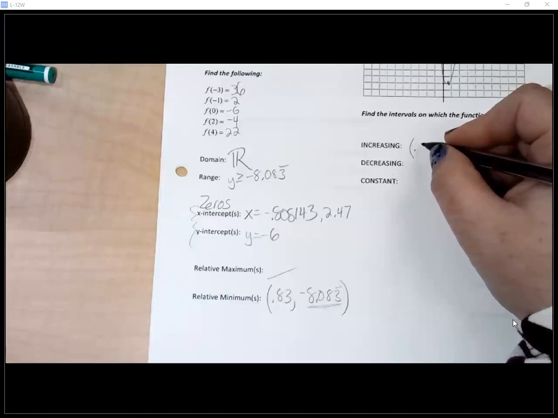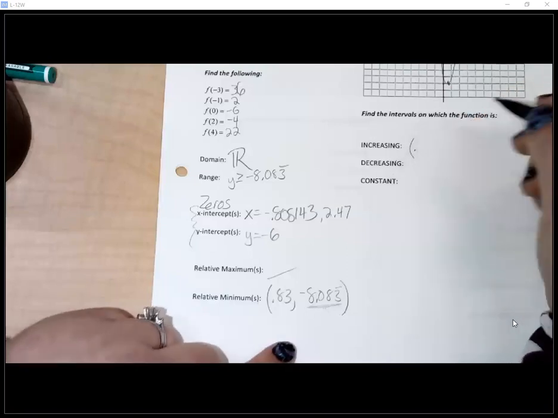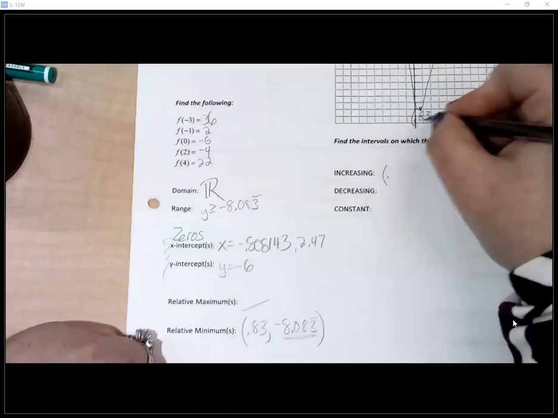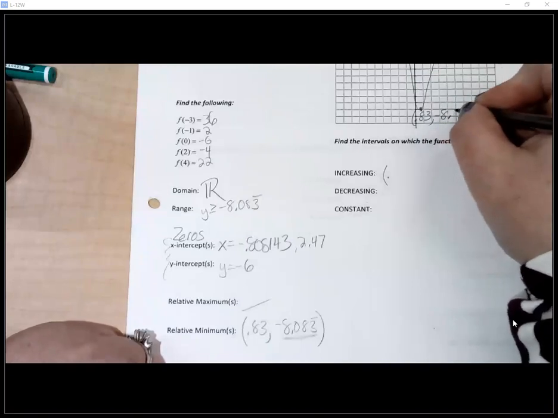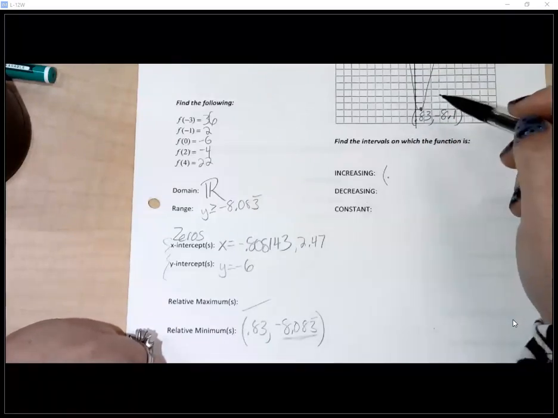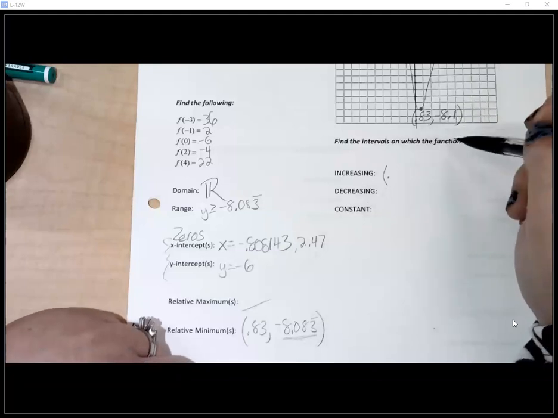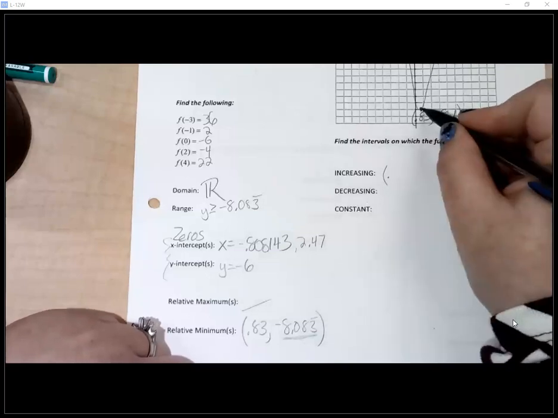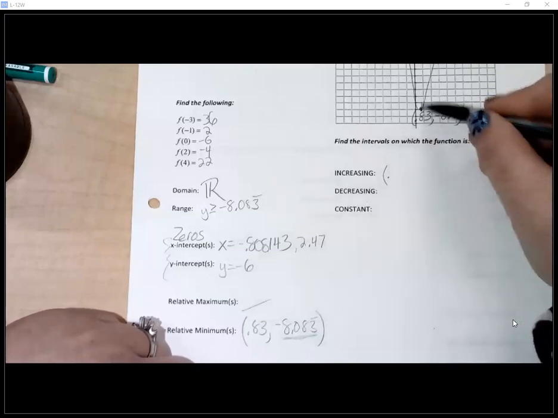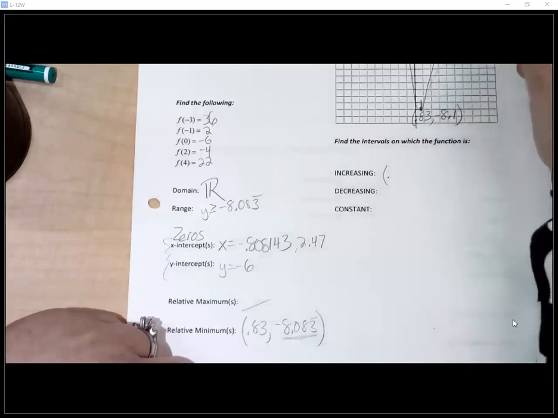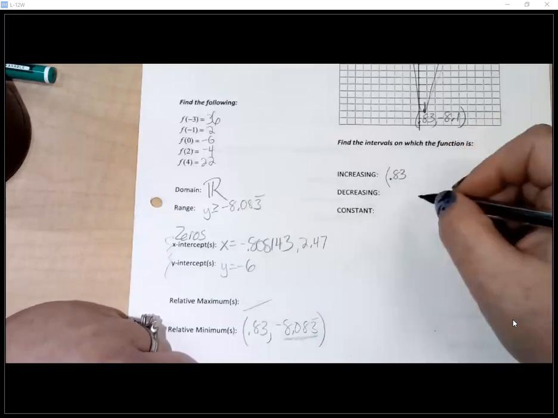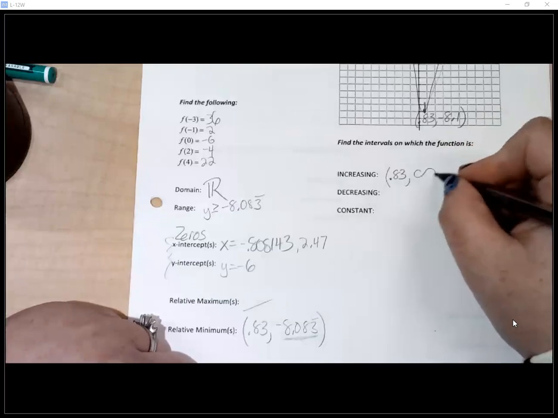No. So this point right here is happening at 0.83, comma, -8.1-ish, right? So the interval on which the function is increasing, we always think of the X values. So my X value right here is 0.83. So it's going to start increasing when X is 0.83 and then continue forever. Once I get past 0.83, I'm going to start increasing, and then it will increase for all the rest of the X values.